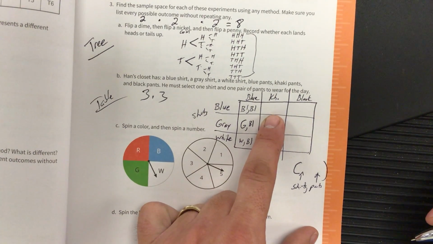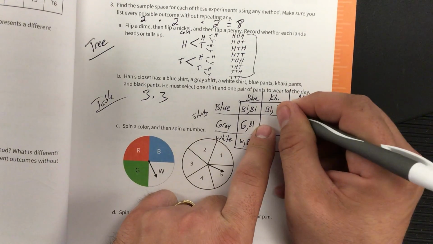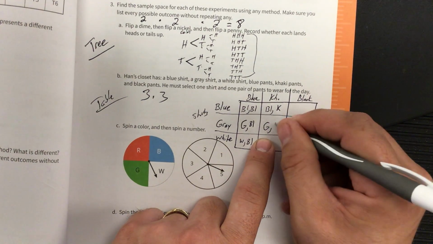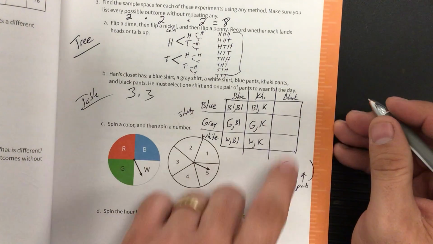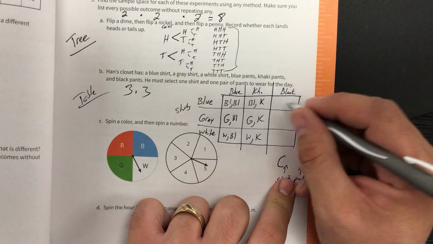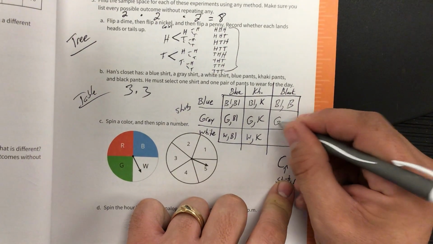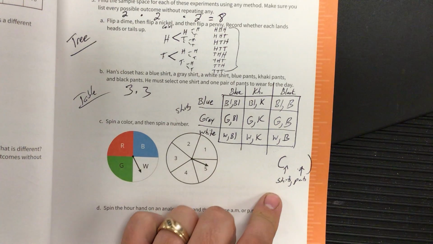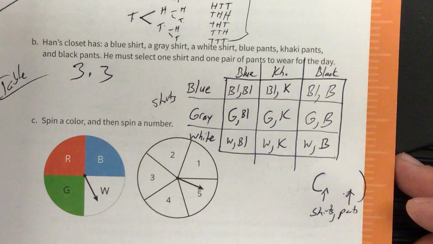Next one. Shirts first. Blue, khaki. Next one. Gray and khaki. Next one. White and khaki. Last row. Blue and black. Gray and black. White and black. Again, you better have 9 options. That's how you can use a table.